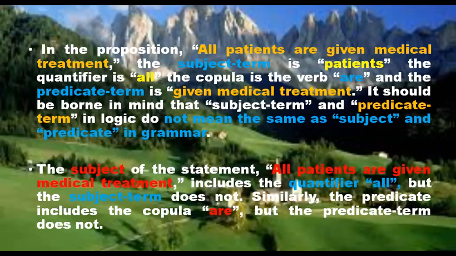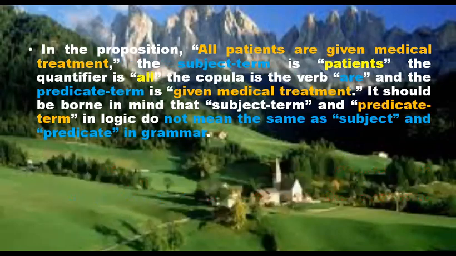In the proposition, all patients are given medical treatment, the subject term is patients. The quantifier is all. So, how many patients? Some, few, or all? All patients. Quantifier. The copula is the verb are. All patients are given medical treatment. And the predicate term is given medical treatment.